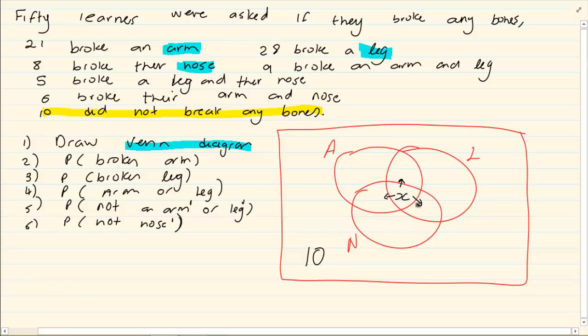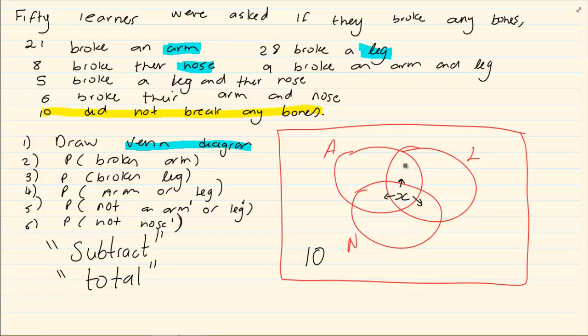Now when you're doing Venn diagrams, number 1, pupils forget to subtract. Number 2, you forget to total. Those are the 2 most common mistakes. Now what do I mean when I say subtract? Now we're going out. We're looking for where we have an arm and a leg. So let's look for arm and leg.